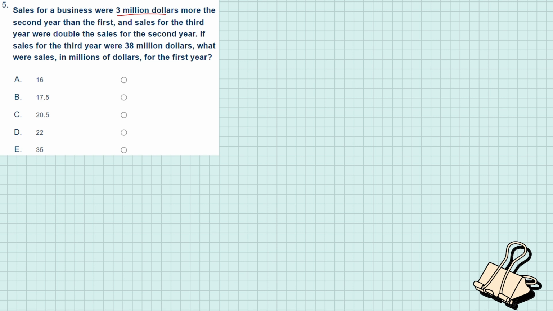So sales for a business were $3 million more the second year than the first. Okay, and sales for the third year were double the sales for the second year. So let's say the first year sales can be represented by F. For the second year, we are representing it by S. For the third year, we are representing the sales by T.